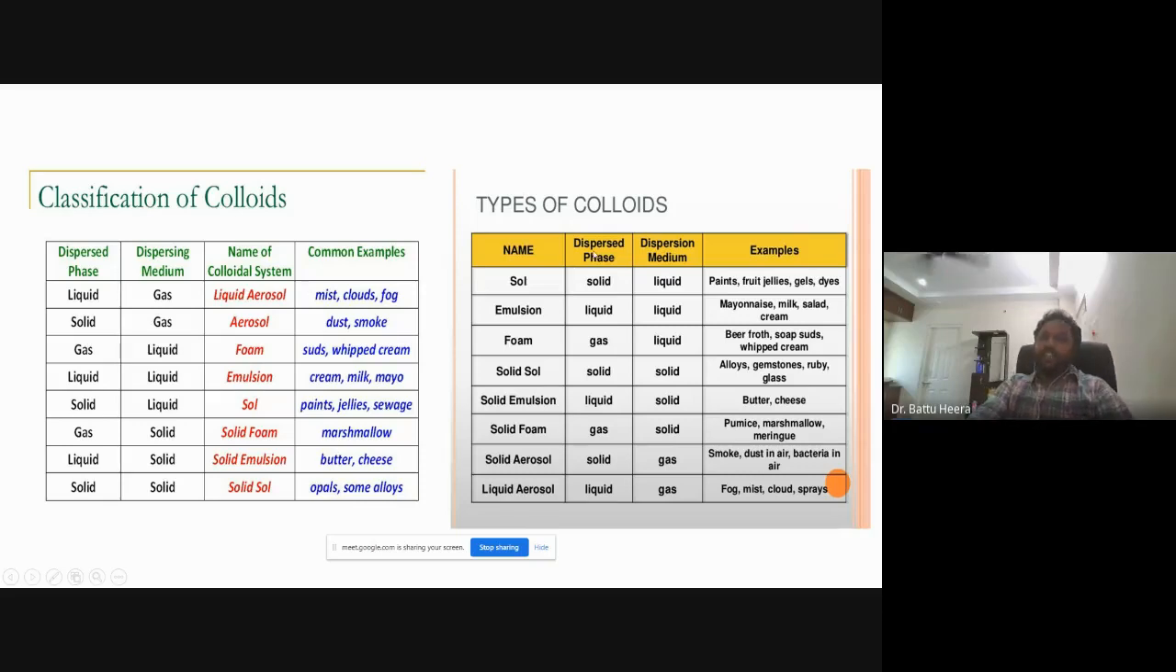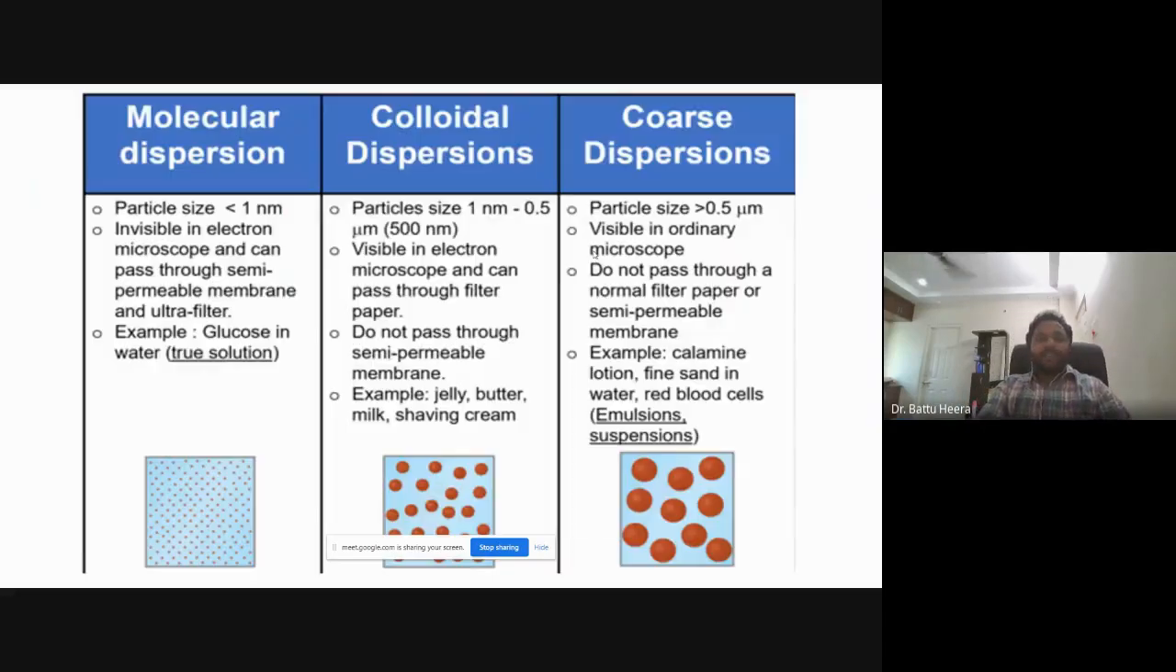So this is very important. Explain the classification, explain the types of colloids based on the dispersed phase and dispersion medium, and you have to write the name of the colloidal system. You please check this slide. Okay, so next one.